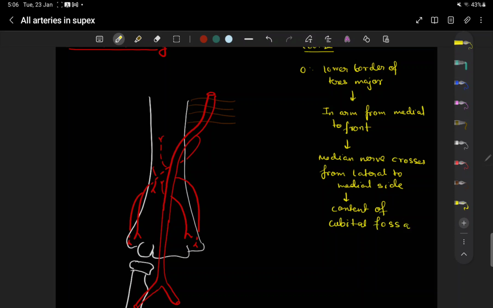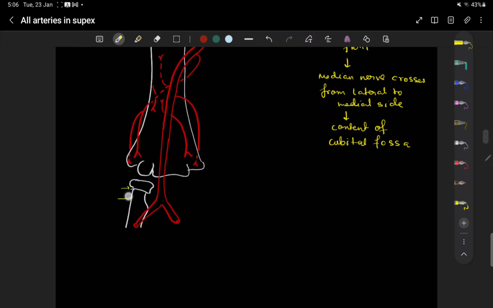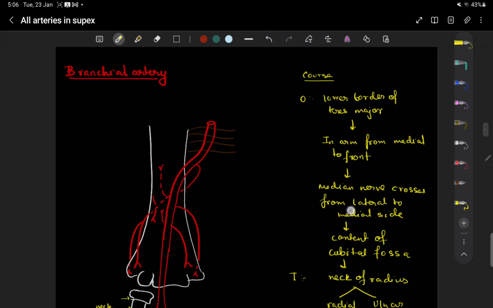The termination you can see very well. This is the head and the neck of the radius. So it is at the neck of the radius that it terminates into its branches, that is the radial artery and the ulnar artery. Okay, so that is for the course.